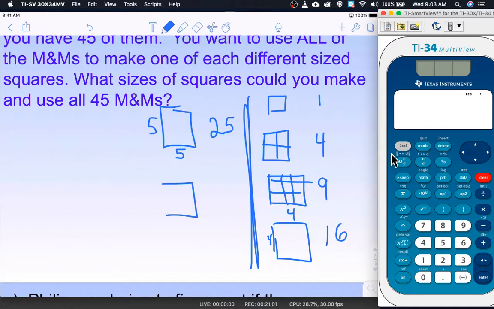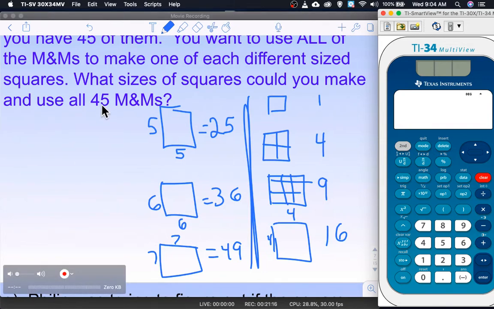I could make a square of 36. That would be 6 on each side. I could not make a square of 7 on each side because that would be 49 M&Ms, and that's more than I even started with. So I can't do that one.